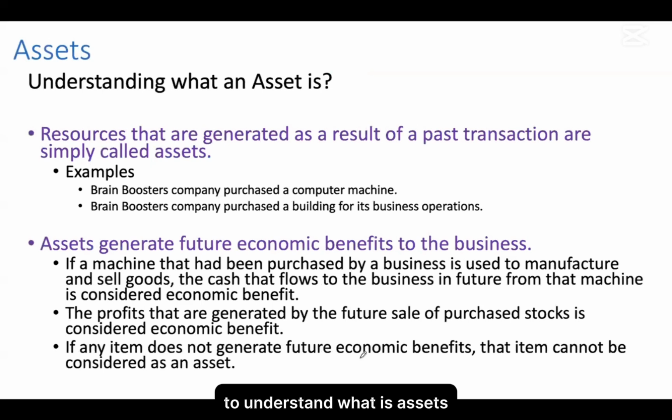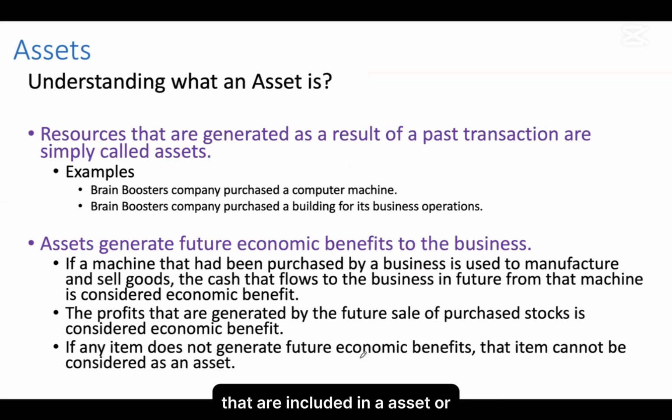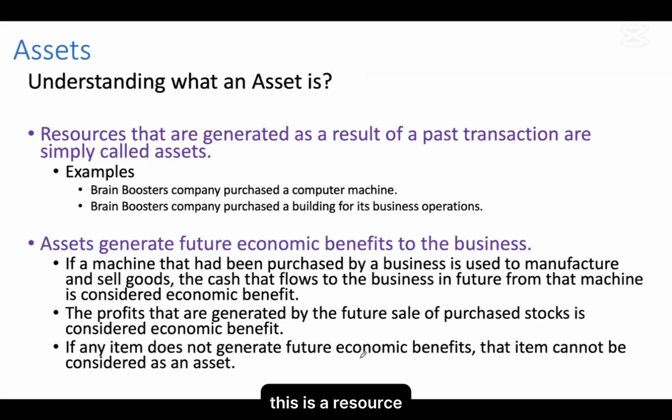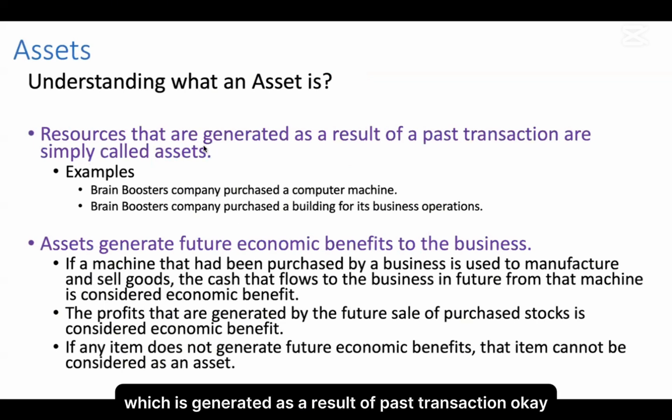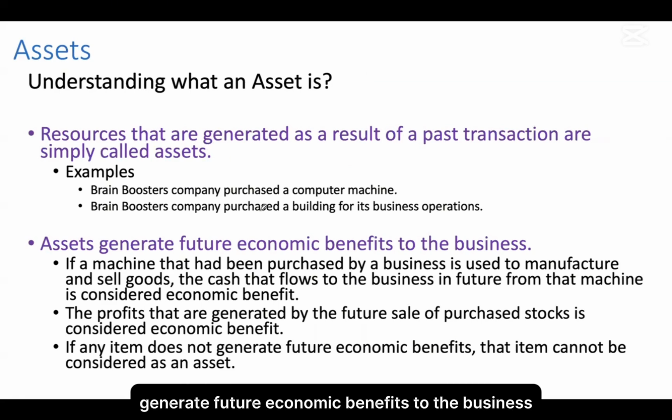To understand what an asset is, there are several characteristics that can be attributed to an asset. A resource that is generated as a result of a past transaction is called an asset. This is a resource generated as a result of a past transaction. And the next thing is, assets generate future economic benefits to the business.